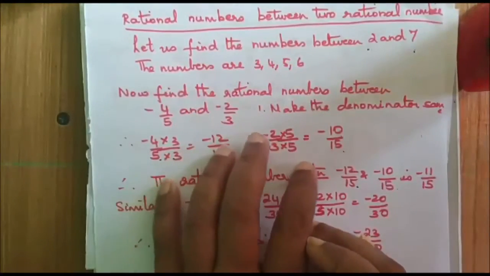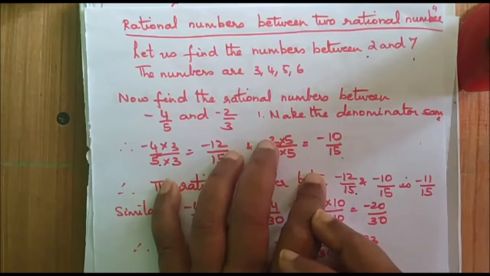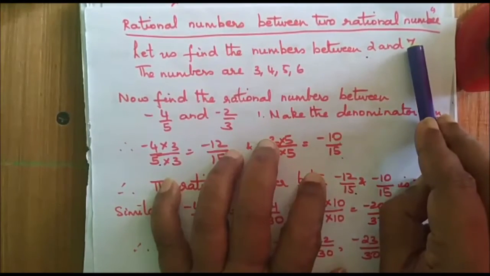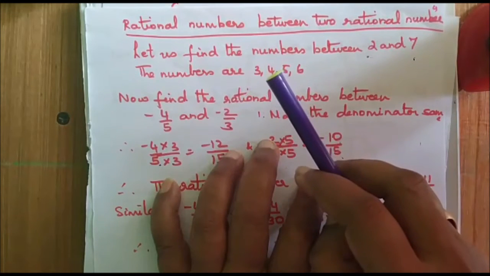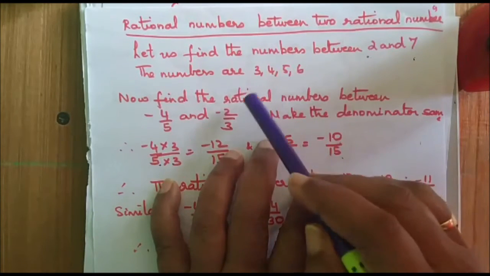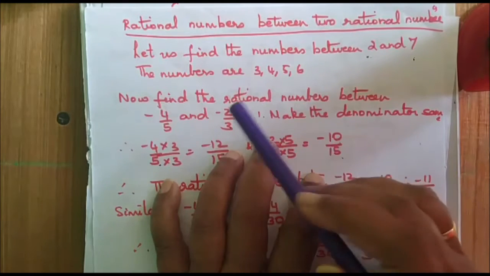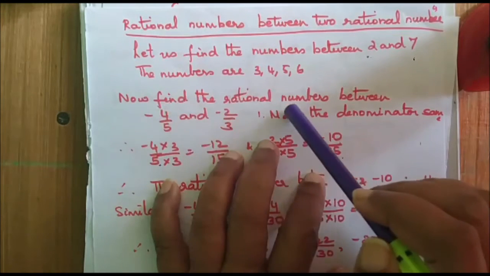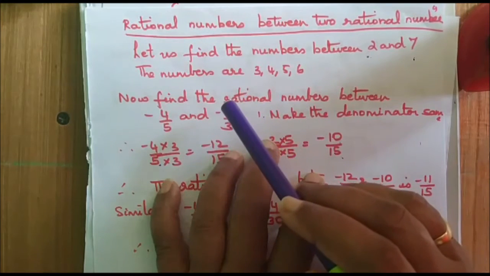Hello friends, we'll now see the next topic, that is rational numbers between two rational numbers. Suppose we are given two numbers 2 and 7 and we are asked to find the numbers between 2 and 7. Immediately we will write them as 3, 4, 5 and 6. Now in the same way, if we are given two rational numbers, can we find the rational numbers between them?